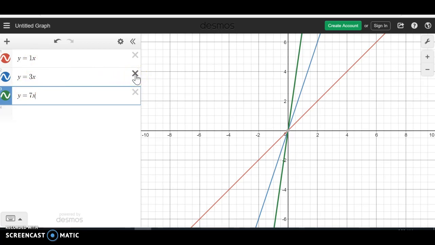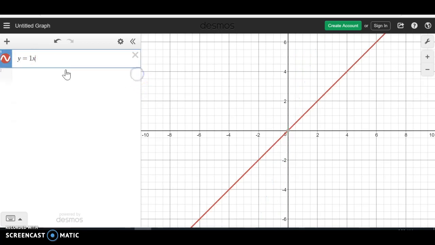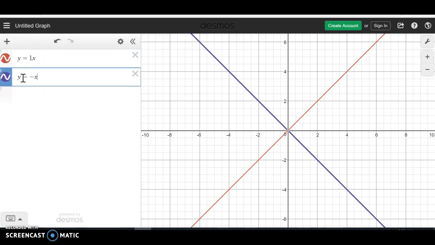With the slope, making the slope negative is going to flip or reflect the line across the y-axis. So right here I have y equals x graphed. I'm just going to make it y equals negative x. And you can see how it's kind of flipped. It's like a mirror image over the y-axis of the first line.